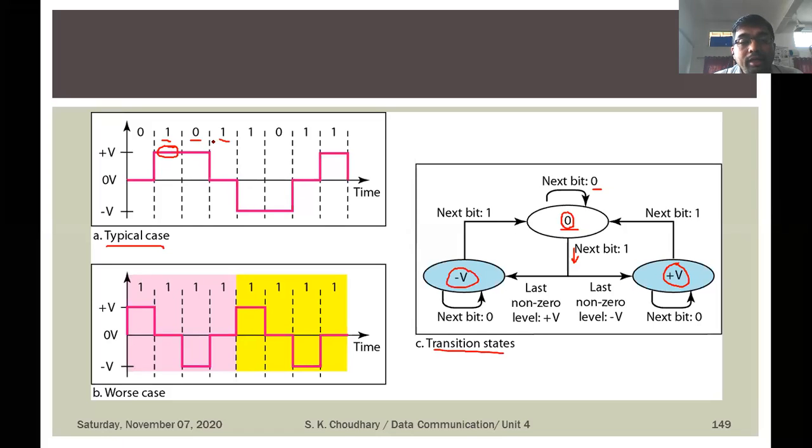The next bit is 1 and your current label is non-zero. That is plus B here. So at that moment, what would the next state be? The next label is 0.